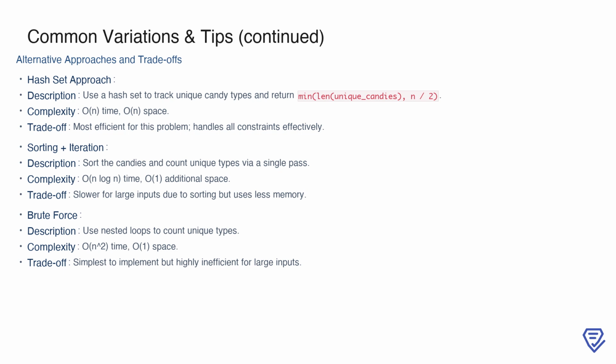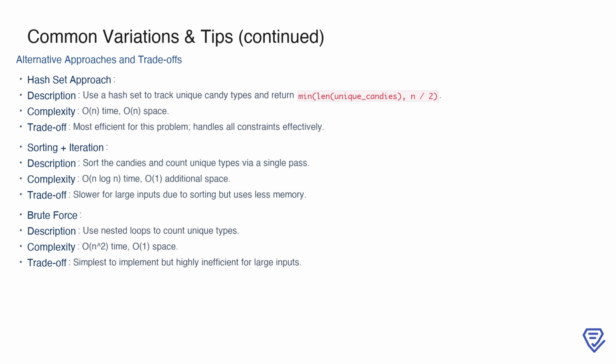Next, there's the sorting and iteration approach. Here, you sort the candies first and then count unique types in a single pass. While this reduces space usage to O(1), it increases time complexity to O(n log n) due to the sorting step, making it slower for large inputs.